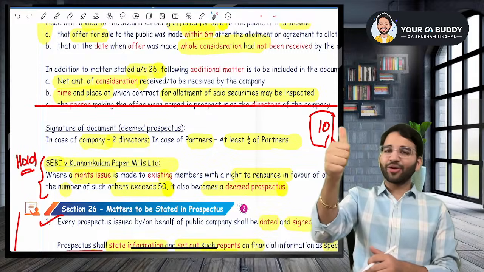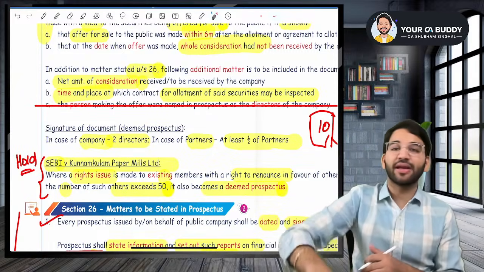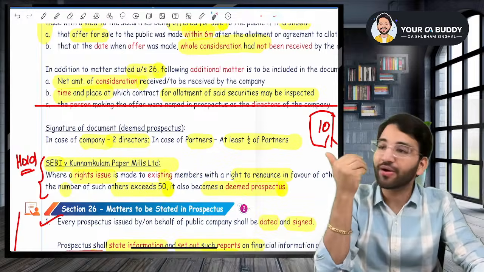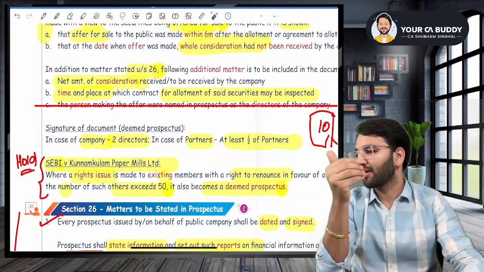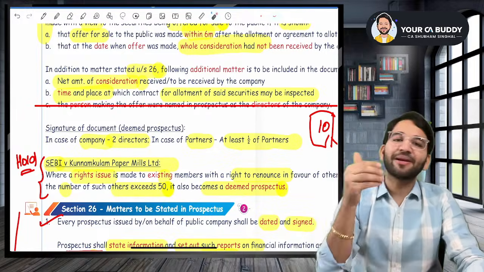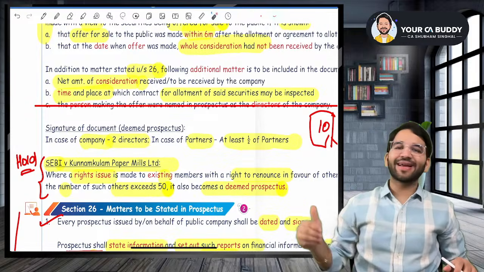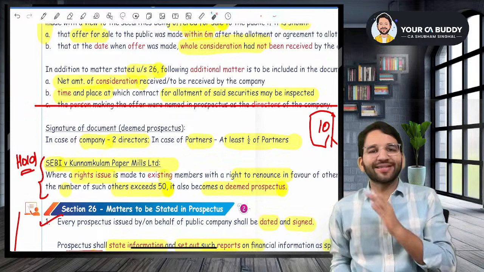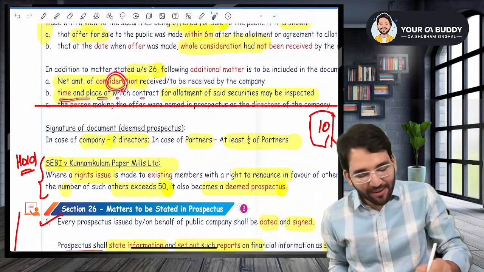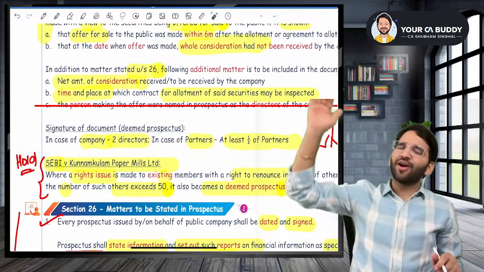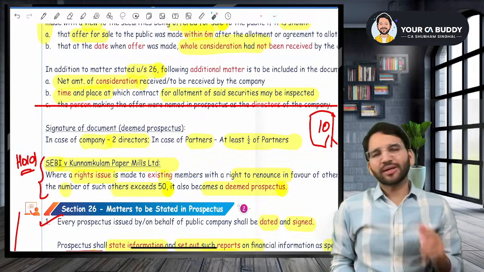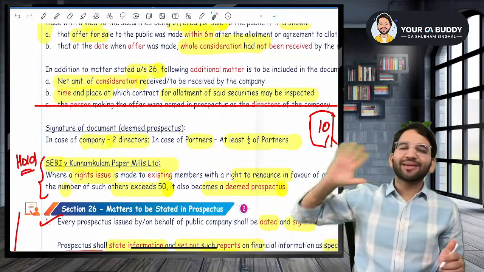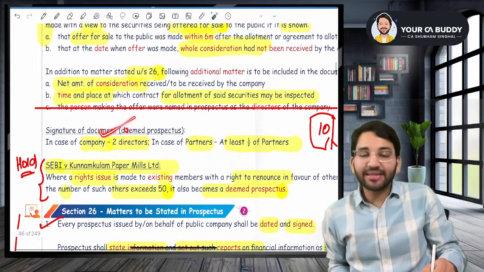So number one, net amount of consideration. Listen to me very carefully. If you do not listen to me, you are not going to be able to remember it. Please listen to it very carefully. What did I say? The net amount of consideration received, and number two, time and place for which the contract for allotment of the said securities may be inspected. So time and place you will have to give. And the last one, sir, please listen to me. Who will sign this deemed prospectus?